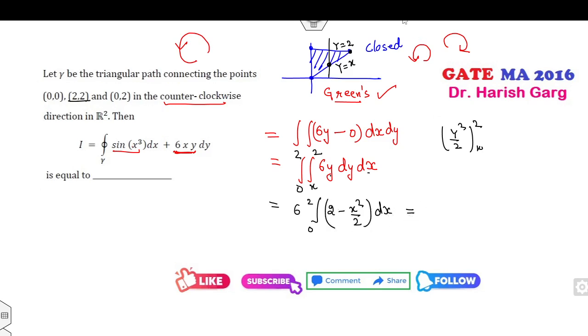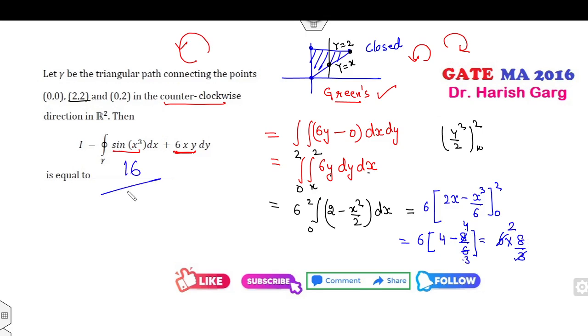Now can you integrate them? 6 is outside. It is 2x minus x cube divided by 6. So it will be 4 minus 8 by 6, and 0 will be 0. So that is 6 times (4 minus 4 by 3), which is 12 minus 4, that is 8 over 3. So 16 is the correct answer of this problem.